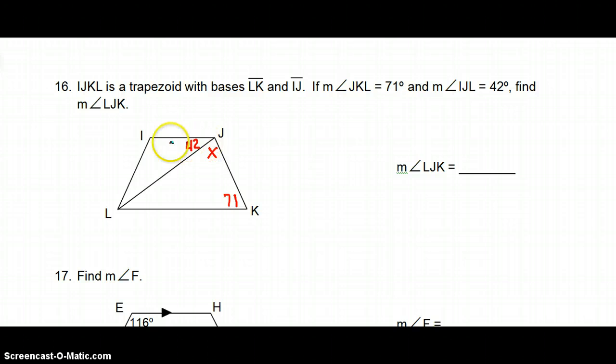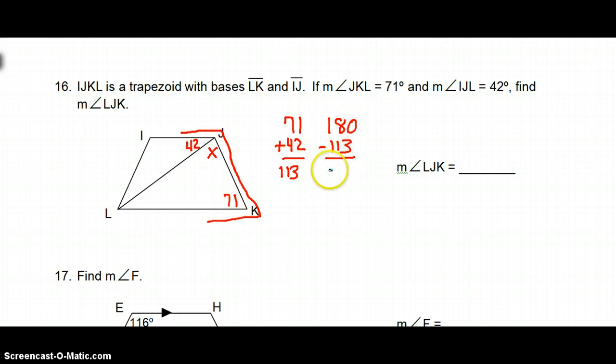Well, since this is a trapezoid, we know these are parallel, so all of these angles here will add up to 180. So if I do 71 plus 42, so 113, then we do 180 minus 113, and 67 for x, so 67 goes right here.